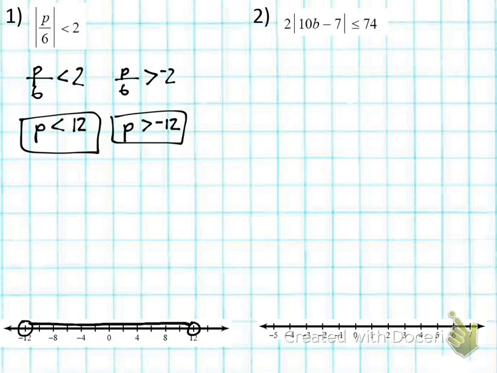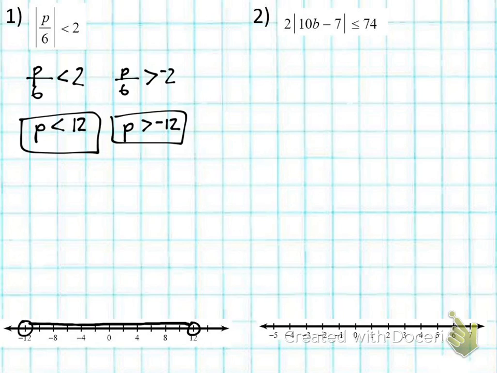What about negative 6? Negative 6 divided by 6 is negative 1. What's the absolute value of negative 1? 1. Is 1 less than 2? Yes. Yeah, see? Now let's try this. 12. What's 12 divided by 6? 2. What's the absolute value of 2? 2. Is 2 less than 2? No, that's not true. That's why it's not filled in. So 12 is not a solution, okay?